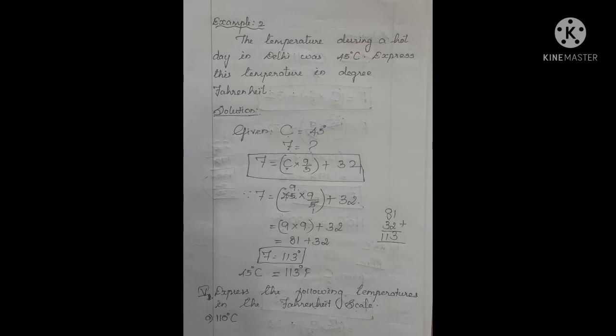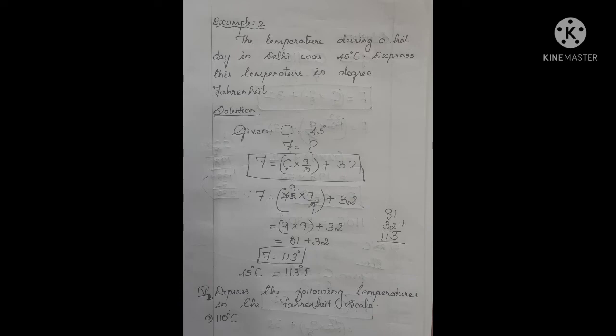Convert 86 degree Fahrenheit to degree Celsius. F is equal to 86 degree, they have given. So we want to find C, which is equal to 5 into (F minus 32) by 9. Simplify, we'll get C is equal to 30 degree.